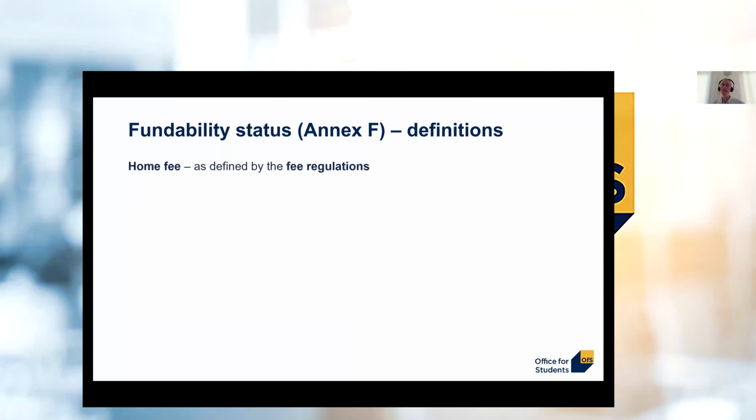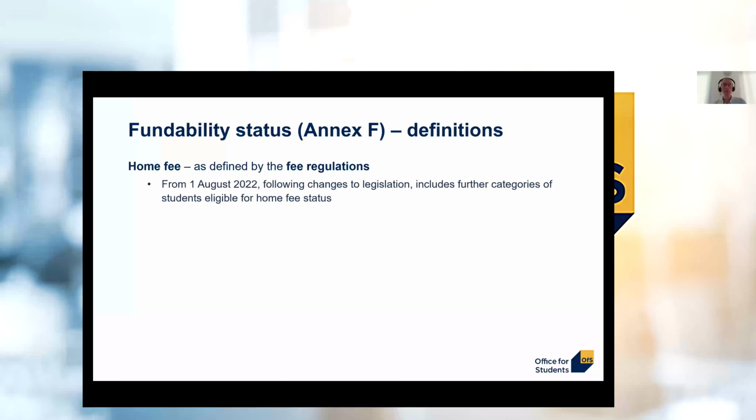So this is where the fee regulations play a part. Annex F says that if a student is eligible under the student support regulations in HESES, they are home fee. But it's worth noting that periodically the regulations that Annex F refers to do change. So for example, from the 1st of August 2022, changes to legislation expanded the categories of students eligible for home fee status. Note also that these regulations may also include some EU students covered by the withdrawal arrangements.